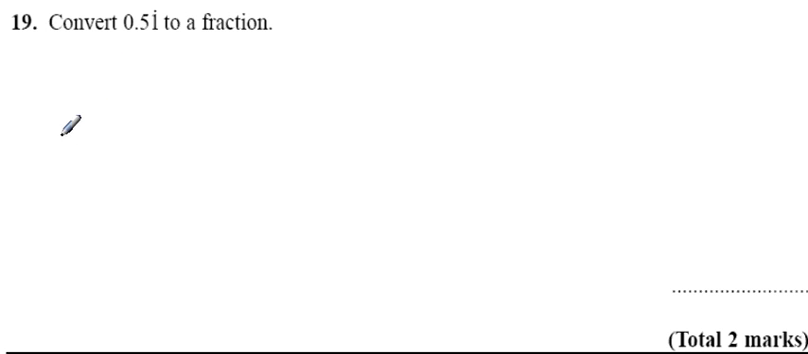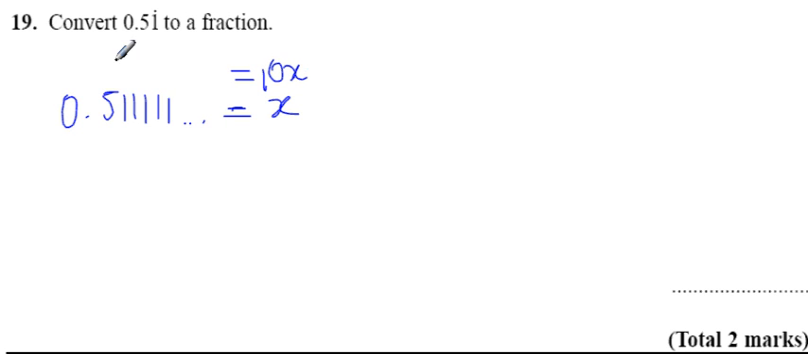So the first thing we do, as with any question of this type, is write out the decimal in a long form, and it's going to be 0.51111 recurring. And that's the value we're trying to work out, so we'll call that x. Now, because the number's repeating every digit, if we multiply it by 10, we'll get another number with a string of ones.